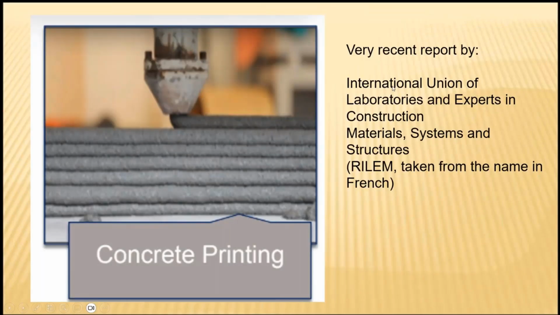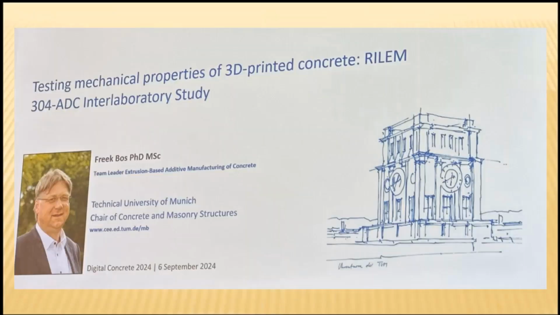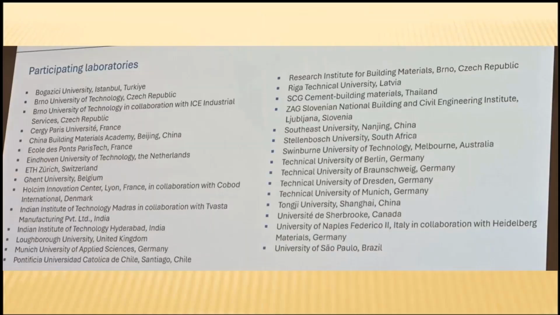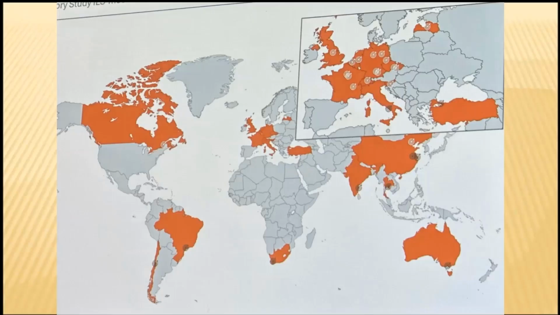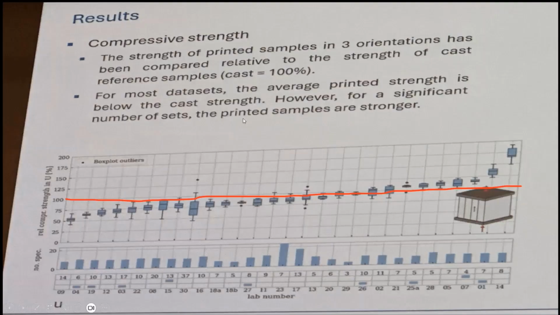The group that is working is called the International Union of Laboratories and Experts in Construction Materials, Systems and Structures. But this abbreviation is really taken from a name in French. I don't know what the name in French is, but the abbreviation is RILEM. So this body has done tests, with participants from many different countries. This is a map of the countries that participated in the study.